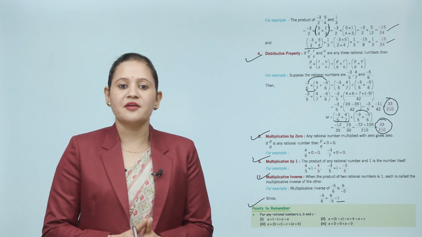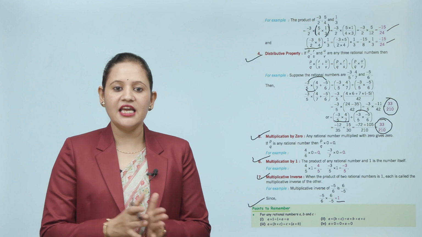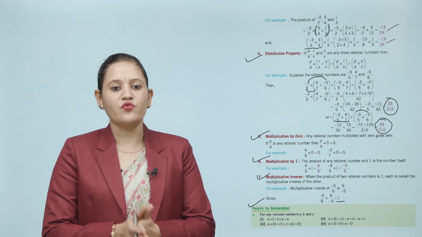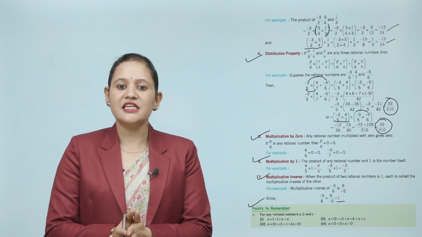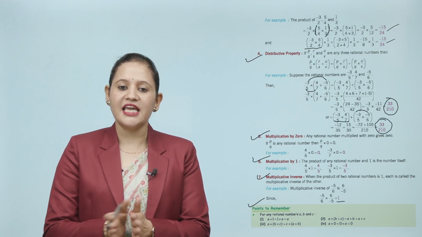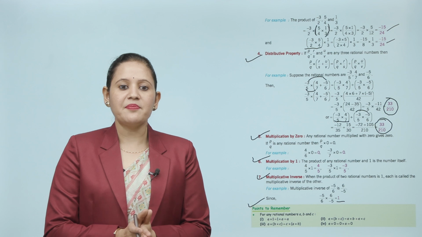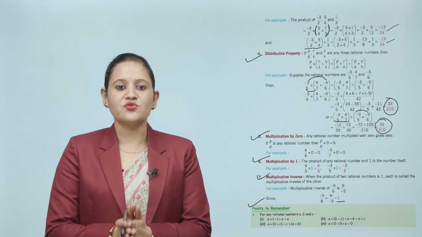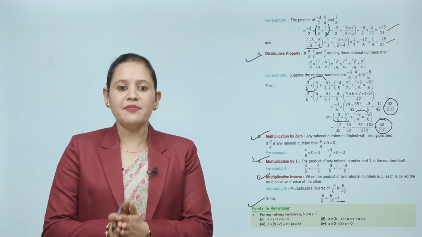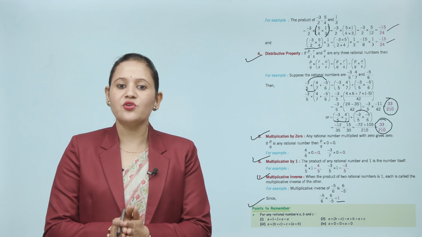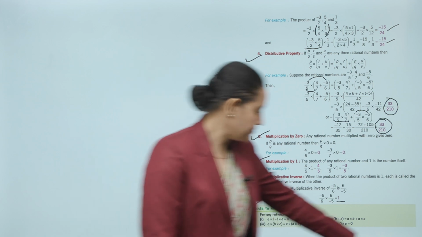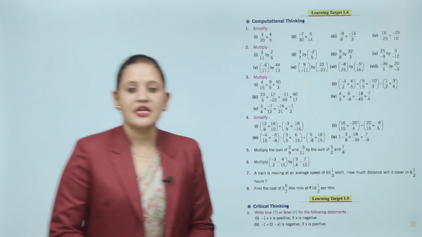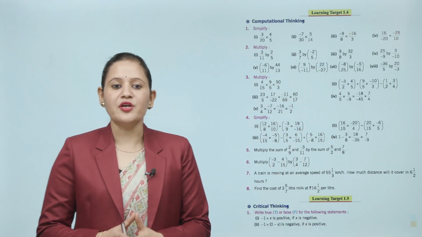Point to remember. For any rational number A, B and C, A multiplied by 1 equals to 1 multiplied by A equals to A. A into B plus C equals to A into B plus A into C. A multiplied by B multiplied by C equals to C multiplied by A multiplied by B. A into 0 equals to 0 multiplied by A equals to 0. Next is learning target 1.4.